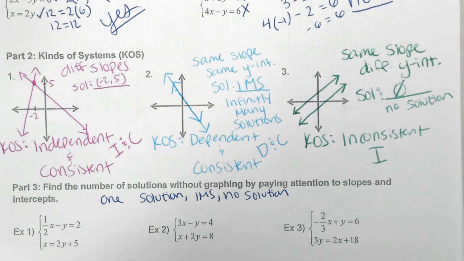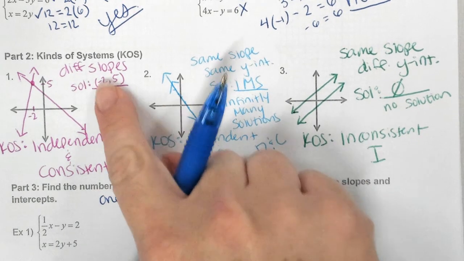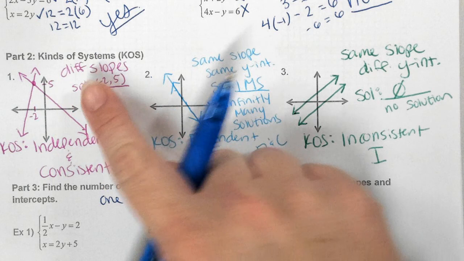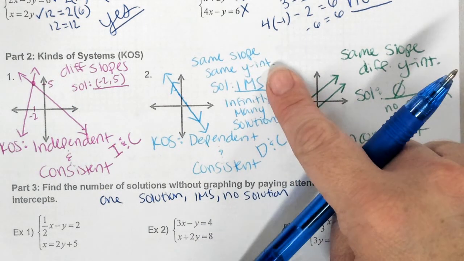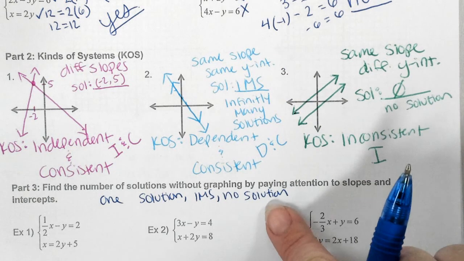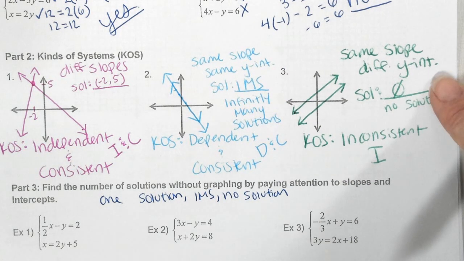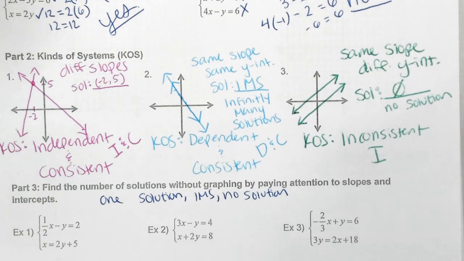So knowing that, I know when it's one solution, it's because they have different slopes. I know when it's infinitely many solutions, it's because they have the same slope and same y-intercept. And I know it's no solution when they have the same slope, different y-intercept. So on all of these, we need to find slope and y-intercept. Okay, so let's get started on the first one.